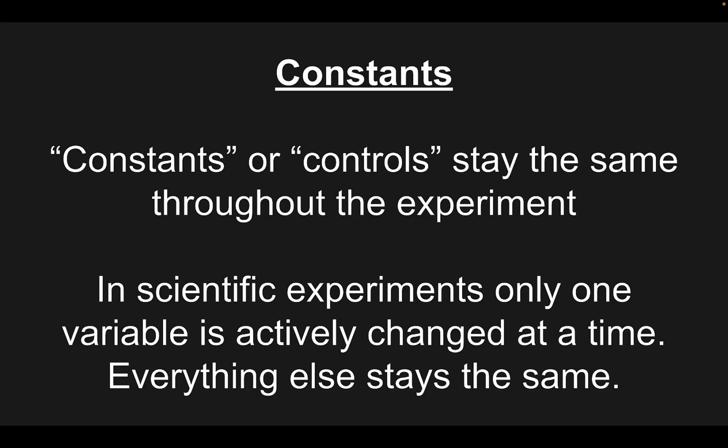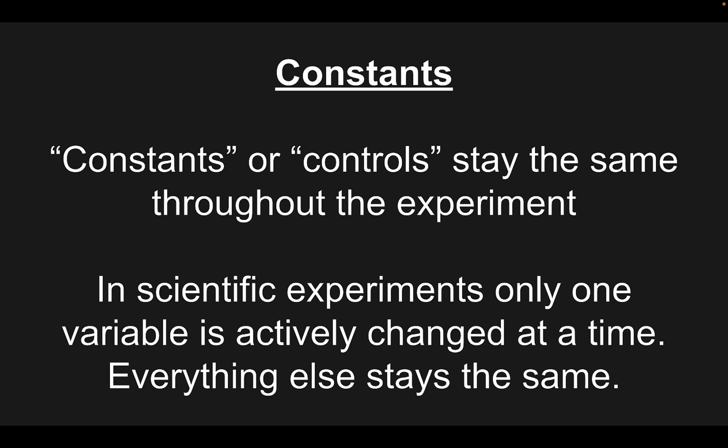Now, one of the really important things that we have to remember is that in our scientific experiments that we're doing in class, we want to see how changing one variable affects the other variable. But in order to know if those two things are directly influencing each other, everything else needs to stay constant. It needs to stay the same. So there we have things that are called constants or controls. Those are the things that stay the same throughout the experiment.